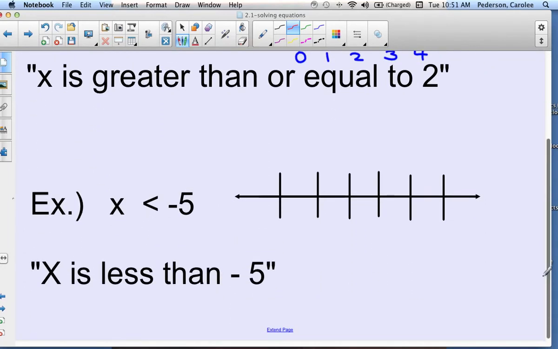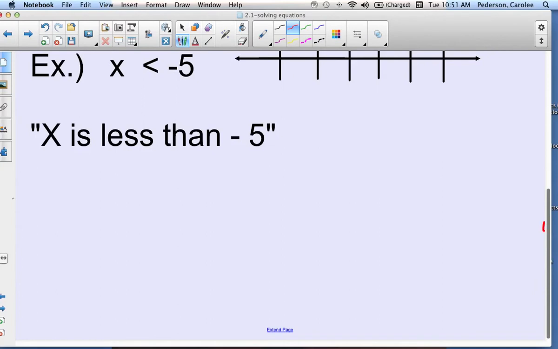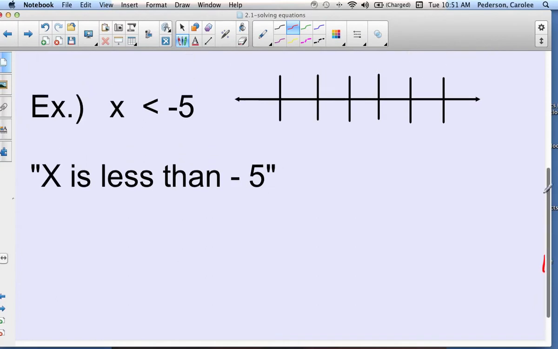The second example here is x is less than negative 5. So let's put -7, -6, -5, -4, -3, -2. Now notice there's not a line underneath this inequality. So it does not include -5. So we are going to choose an open circle. Now the alligator mouth is eating the constant. So we say it is less than -5.